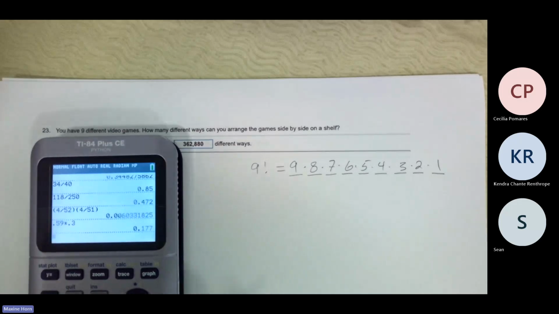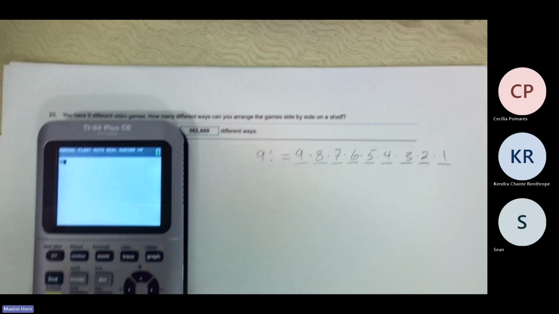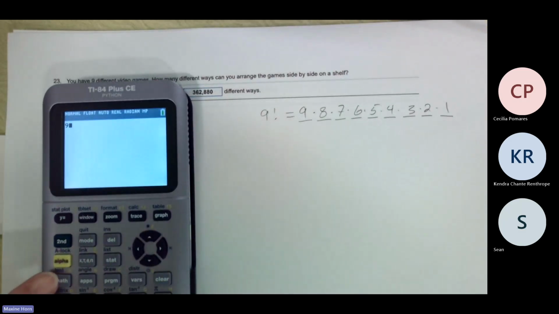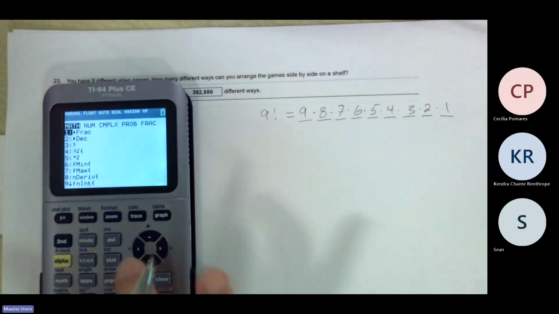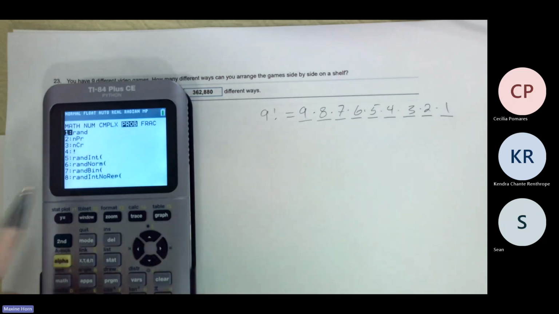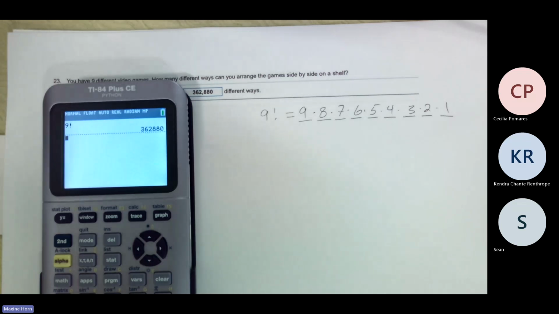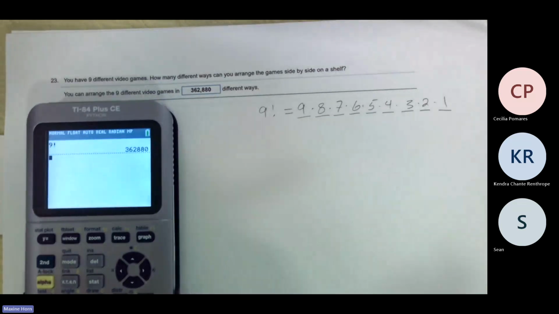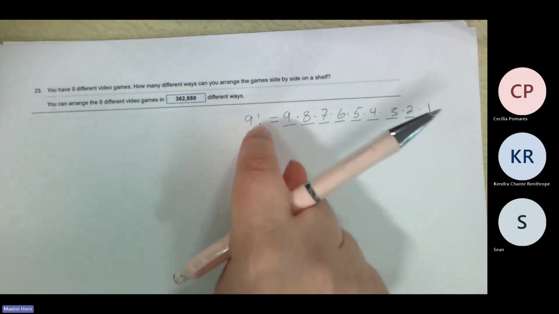So in your calculator, yours might look a little different than mine, but you're going to type in your number. You're going to go to math. You're going to arrow over to probability. And then number 4, on mine, is the exclamation mark, which is factorial. Right? And that's how we're getting 362,880. Okay? Because you don't want to have to plug in 9 times 8 times 7 times 6, blah, blah, blah. You're going to have problems where this number is way too big for you to do that. So make sure you know how to find the factorial button on your calculator.